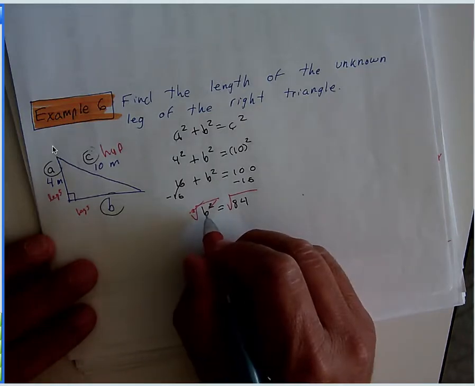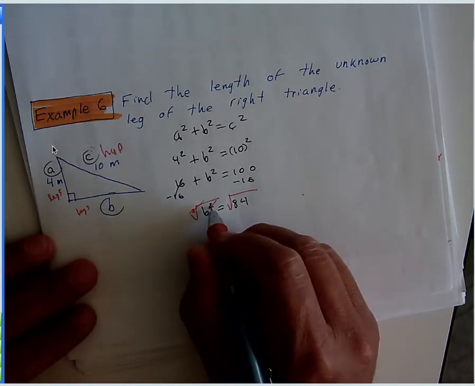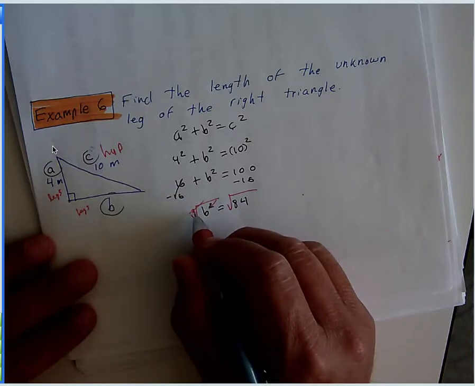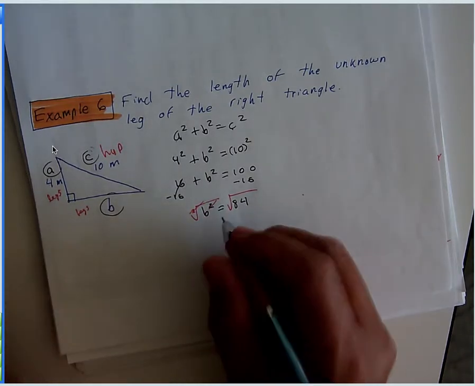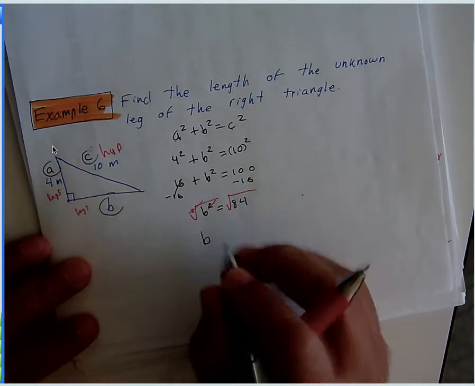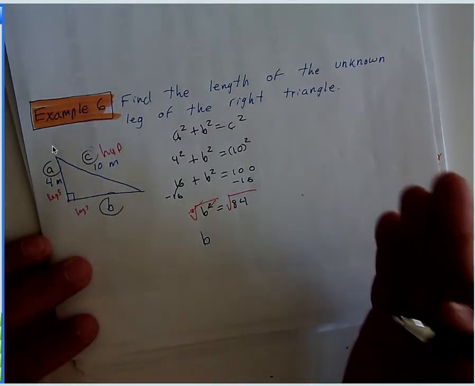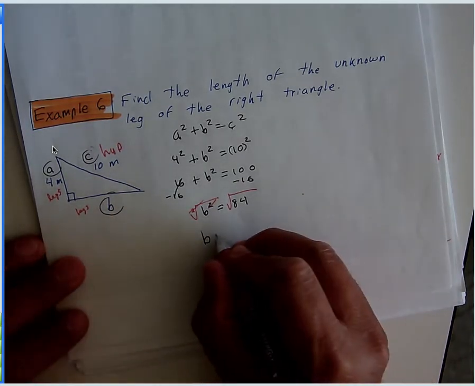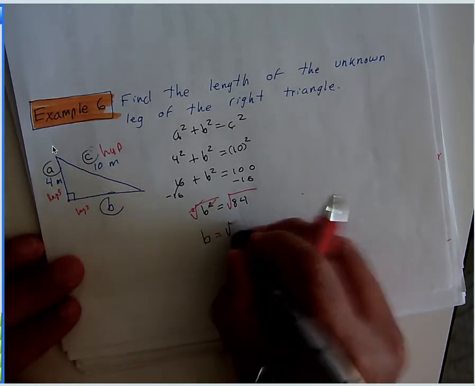This is just a skill that you guys need to have. When you have that power, you can raise to that same power, but as a root, and then you can cancel. Or if you have the root, you can raise to the same power of the index, and then you can cancel. So now you have square root of 84.